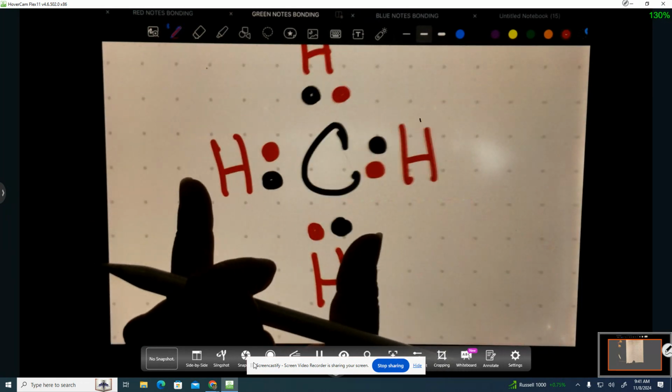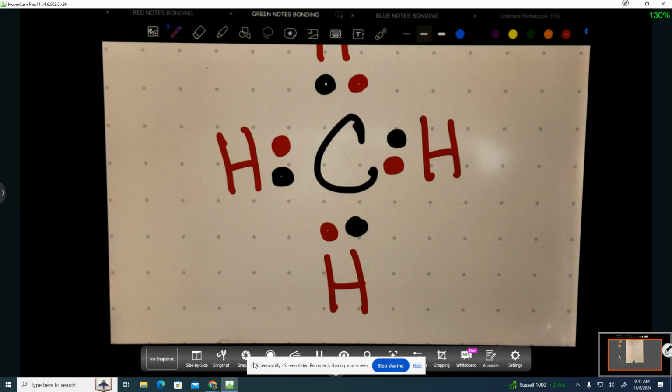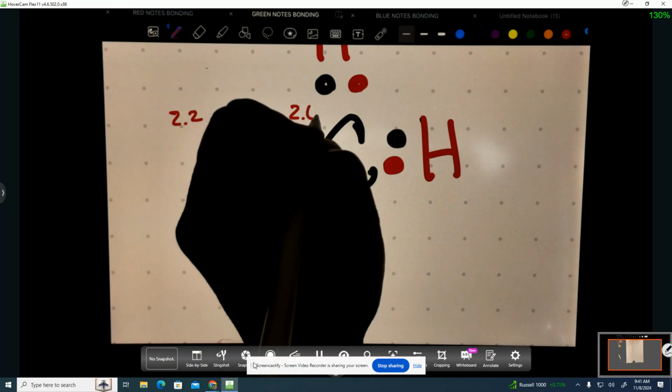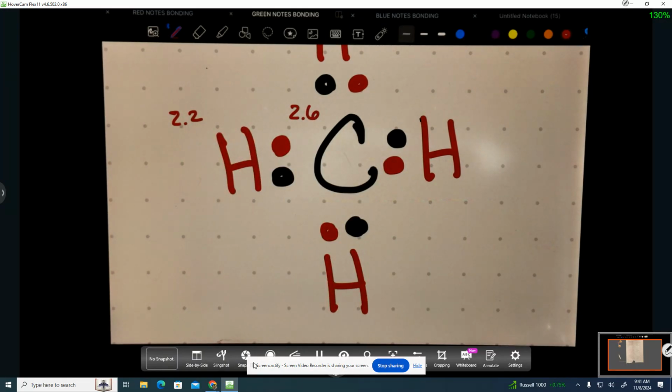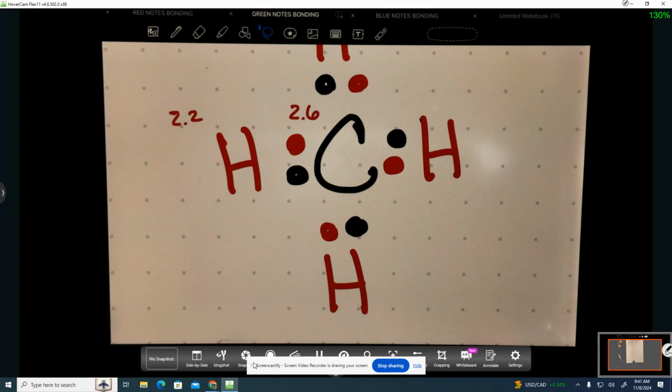Let's zoom into this bond. Is this bond sharing electrons equally or unequally? Hydrogen is 2.2 and carbon is 2.6. They're unequal in sharing. Where are the electrons going to be closer to? The carbon, because carbon is just a little itty bitty bit stronger than the hydrogen. See that? Okay, let's recap.